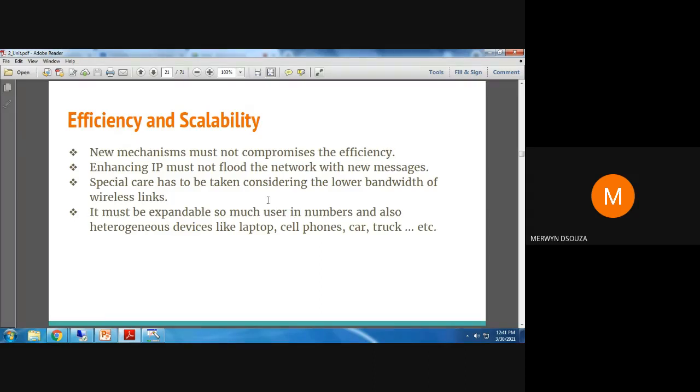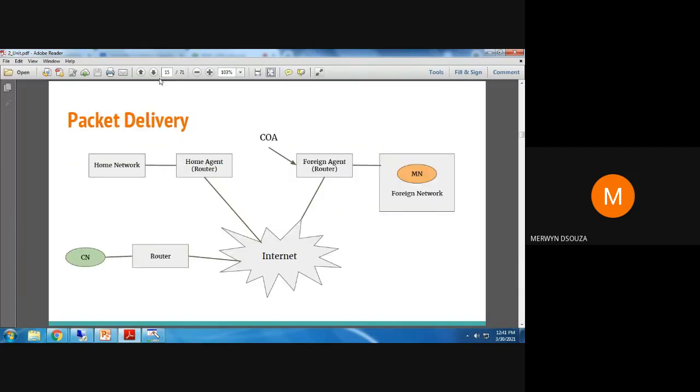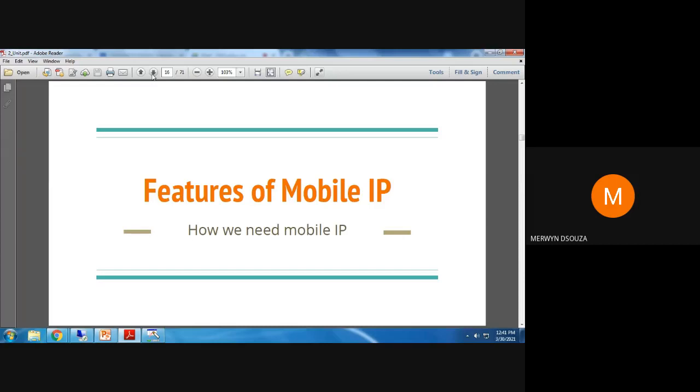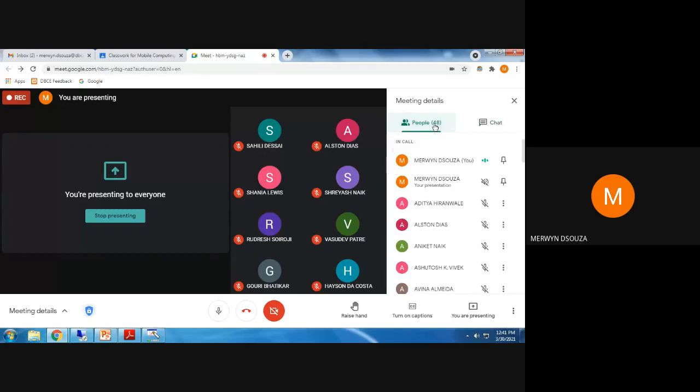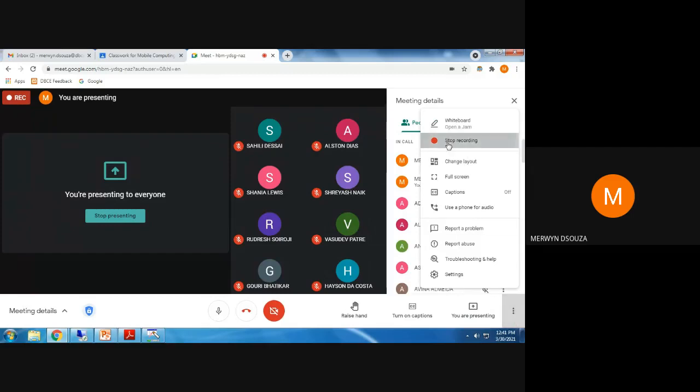So these are the 4 basic features of mobile IP. Again, this is an important question for you from the point of view of exams. If they ask what the features of mobile IP are, then you need to tell these 4 features: transparency, compatibility, security, and the fourth one, efficiency and scalability. So any doubts about these features? Okay, I'll stop.